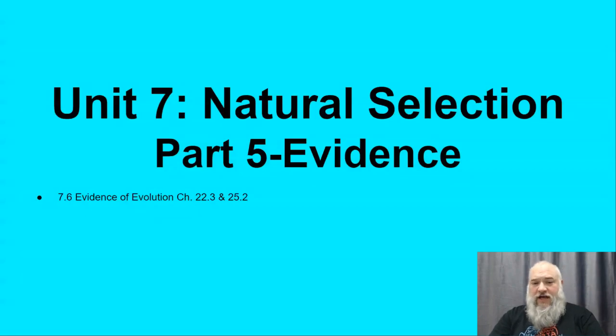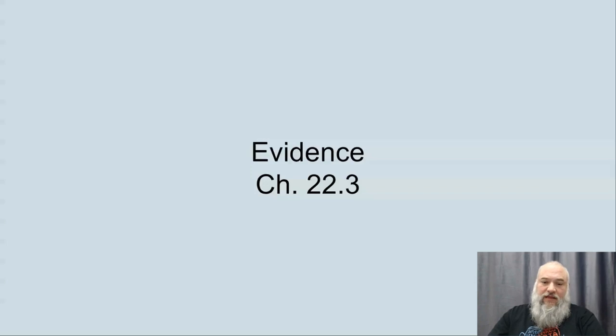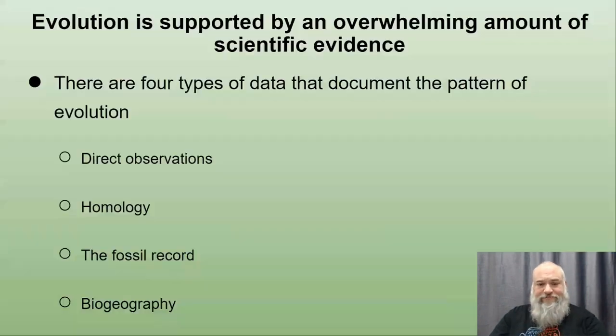Welcome back, folks, to part 5 on our unit on natural selection. Today we're going to be talking about AP Topic 7.6, the evidence for evolution. This goes along with section 22.3 in your book, which covers this general stuff.